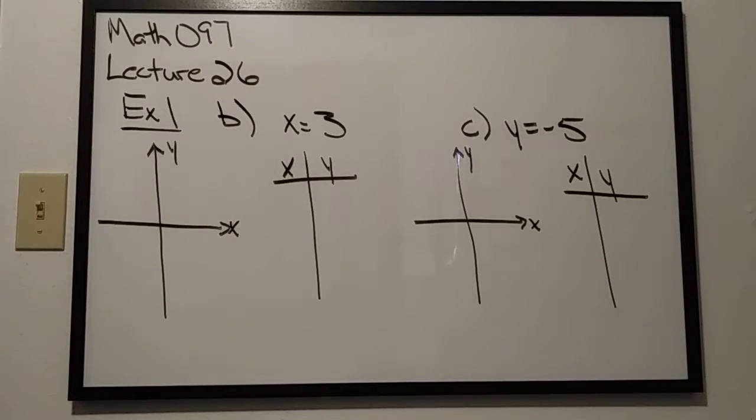We're ready to check out part B and part C. So for part B then, we have an equation x equals 3. And it's always a good idea to go ahead and see how this is different than what we were looking at a moment ago in part A.